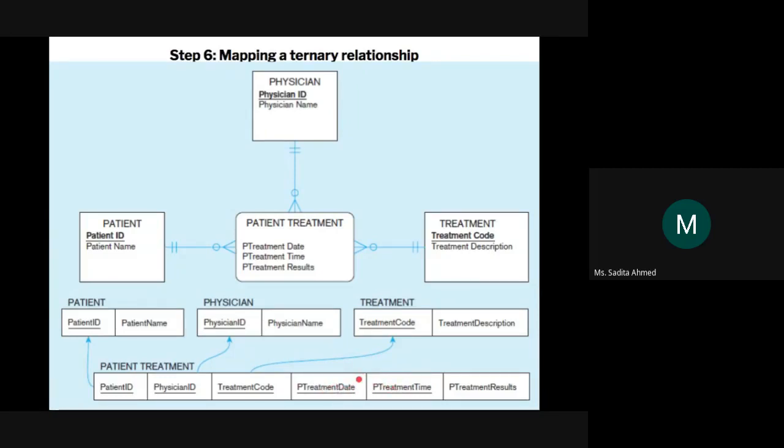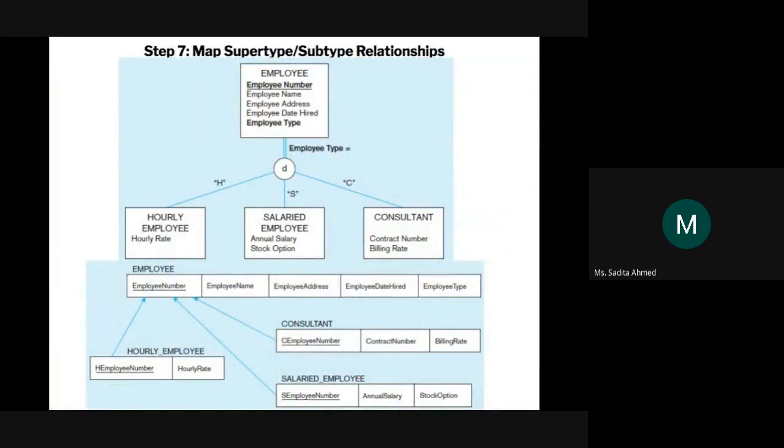Acha, now moving on: super type subtype relationships. Here, which one is the super type, guys? Employee is the super type. And which one is the subtype? Hourly employee, salaried employee, and a consultant. That's right. We have three subtypes. Super type is the employee. Underneath employee, we have the subtypes: hourly employee, salaried employee, consultant. What are the constraints on this super type subtype relationship? Total specialization and disjoint. Total specialization rule and the disjoint rule.